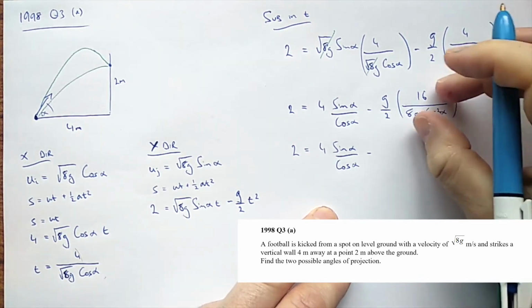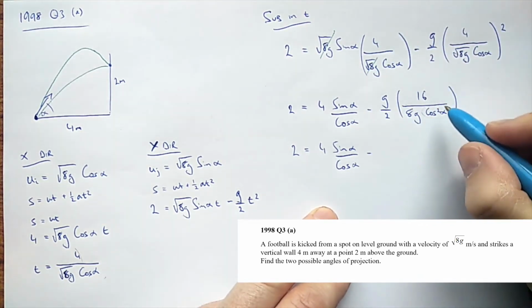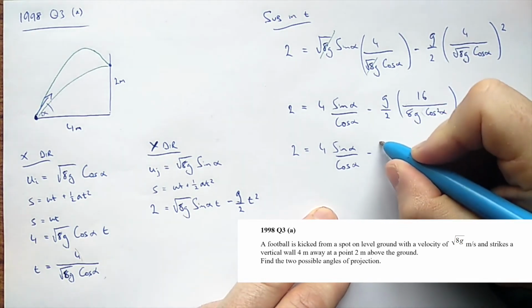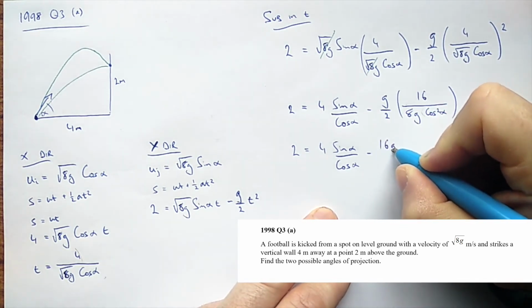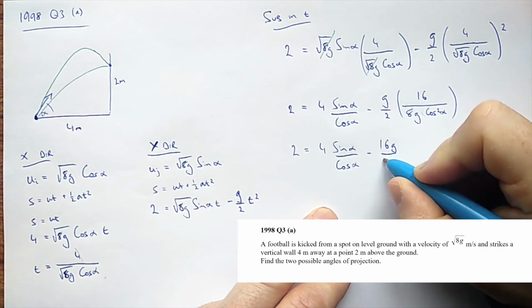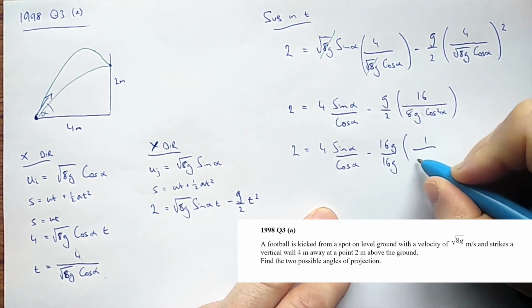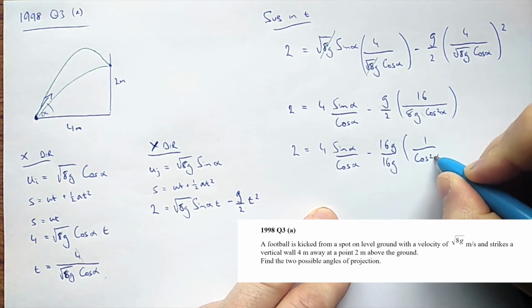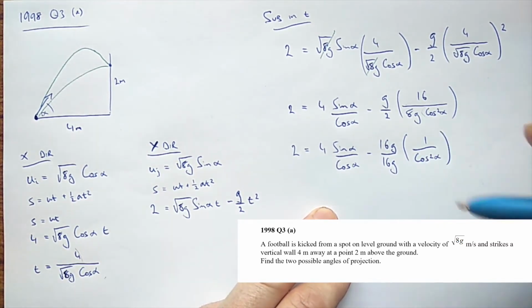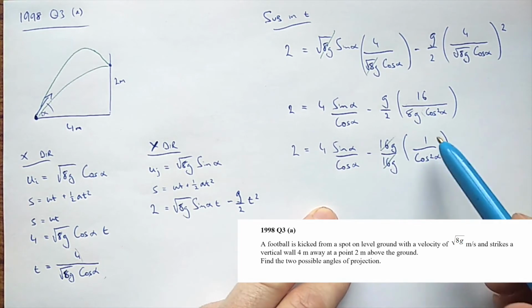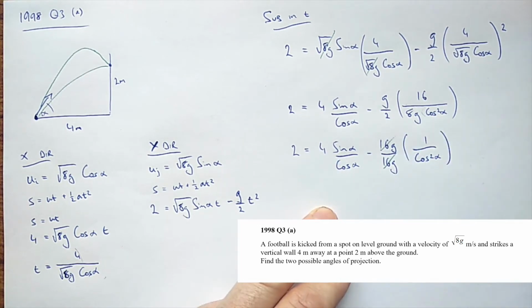Now what I'm going to do is pull the numbers out and leave the 1 over cos squared alpha separate. So we have 16g all over 16g, happy days, 1 over cos squared alpha. That cancels out. So this has become a whole lot nicer. Except, what about the horrible trigonometry?